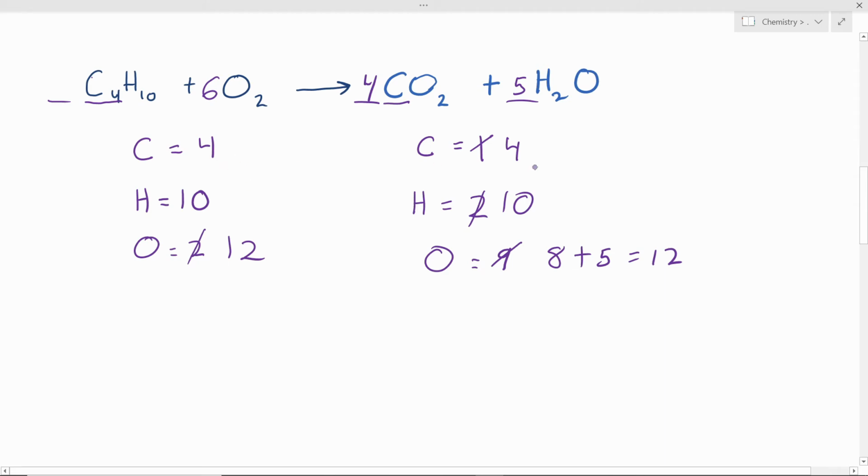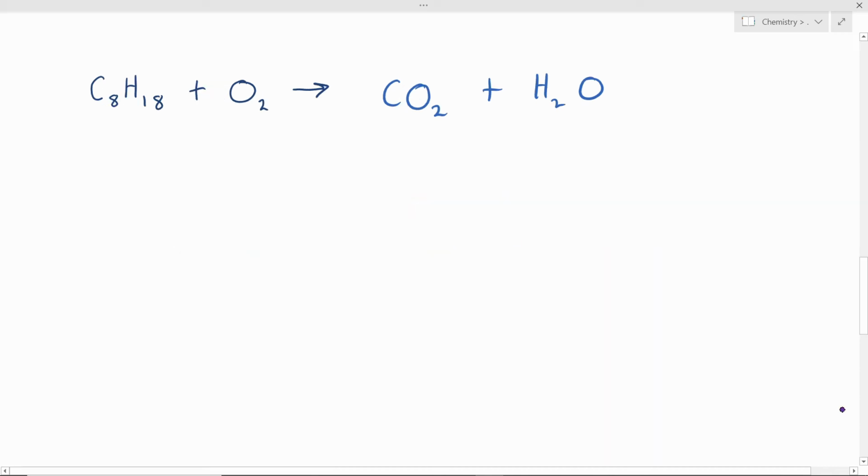4 carbons, the same on both sides, as is the 10 hydrogens and the 12 oxygens. So because all of these numbers match up, this equation is now balanced. This is another combustion reaction if you are wondering. We can tell that we have a hydrocarbon plus an oxygen gas on the reactant side, yielding carbon dioxide and water for their products. Now back to balancing these equations.